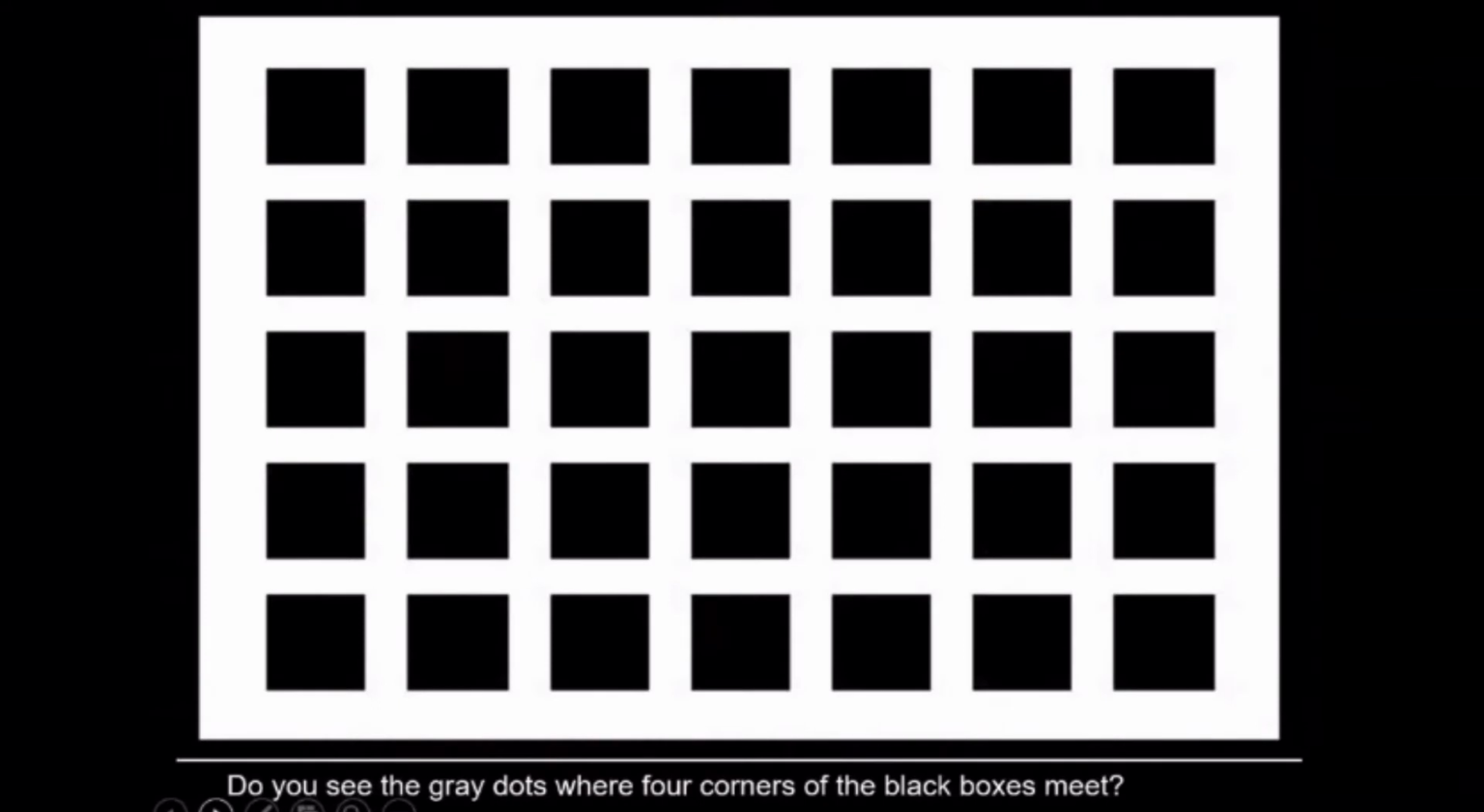This one also deals with the rods and cones of your eye and the saturation points. So in between the corners of the black squares on the white lines, you may notice a jumping gray spot. When you look at it, it disappears and then it pops up in another part of this picture.